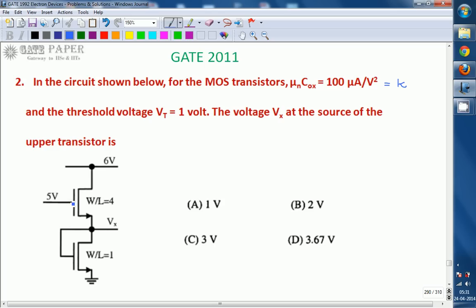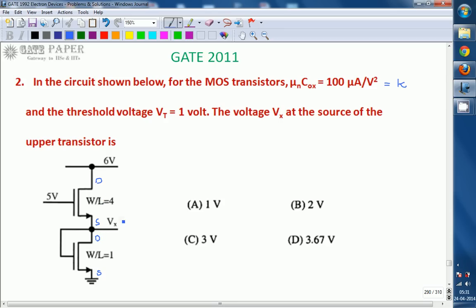For NMOS transistors, the drain will be at the more positive voltage. So this will be the drain of the upper transistor and the source of the upper transistor. And this voltage is higher because the source is at 0 volts. So this is the drain of the lower transistor, and the source of the lower transistor. That implies the source of the upper transistor and the drain of the lower transistor are tied together.